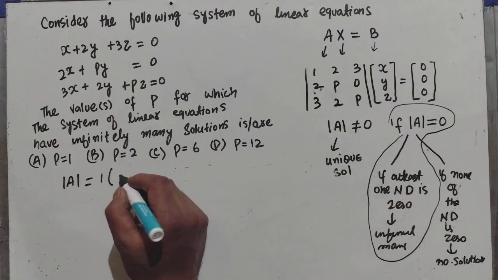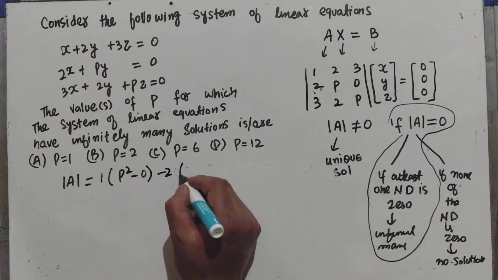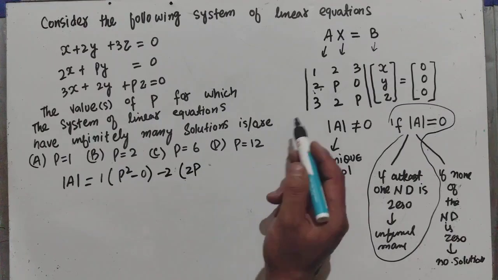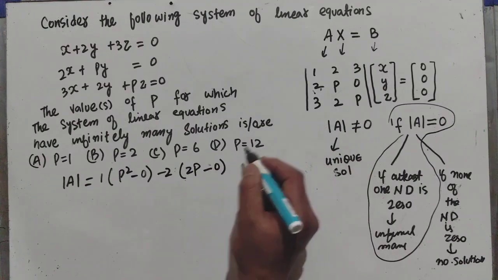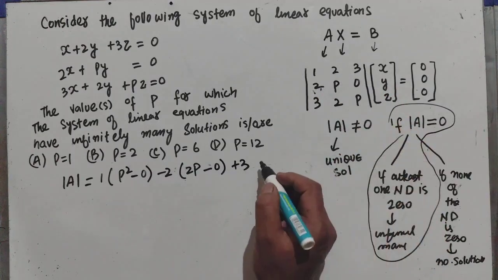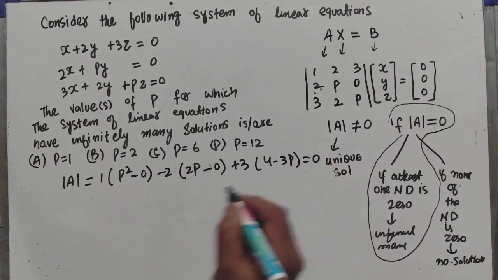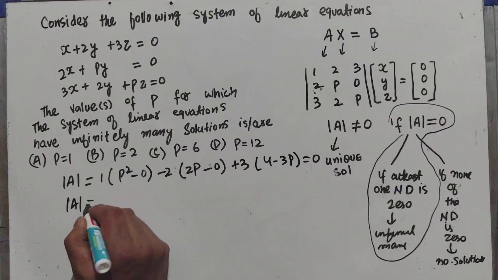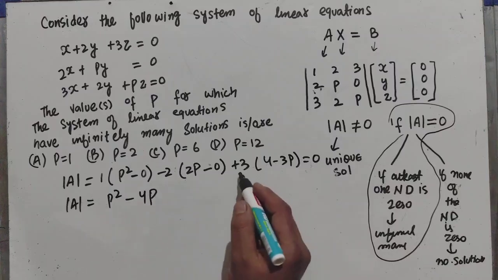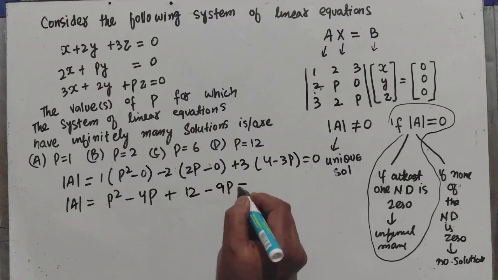matrix, so it is p square minus 2 into 0 is 0. Then we have minus 2, we delete the row and the column, so 2 into p is 2p, minus 3 into 0 is 0. Then we have plus 3, we delete this row and this column. So take the determinant of the remaining element, so 2 2s are 4 minus 3p, and it should be equal to 0. So we get here determinant of A will be equal to p square minus 2 into 2 is minus 4p. Then we have plus 3 4s are 12 minus 9p should be equal to 0.